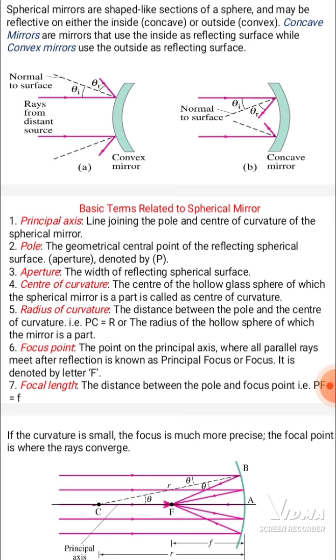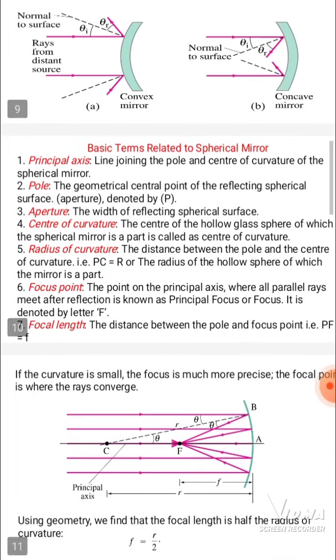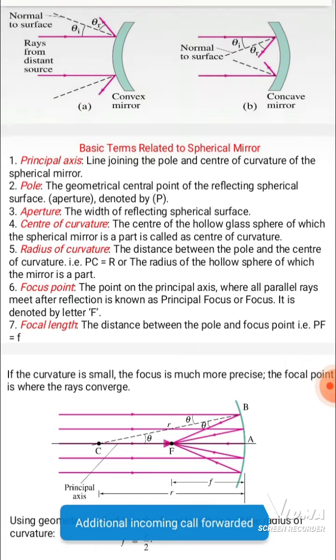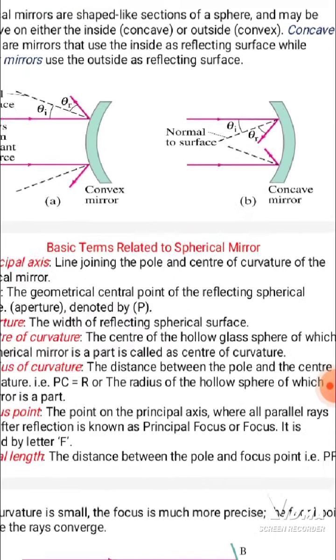Then you also have the center of curvature. The center of the hollow sphere, of which the mirror is a part, is called the center of curvature, denoted by C. Then the next one is the radius of curvature. The radius of curvature is the distance between the pole and the center of curvature, so that gives you PC. If you look at the figure, P is the midpoint of the mirror, so the distance between P and C is the radius of curvature.